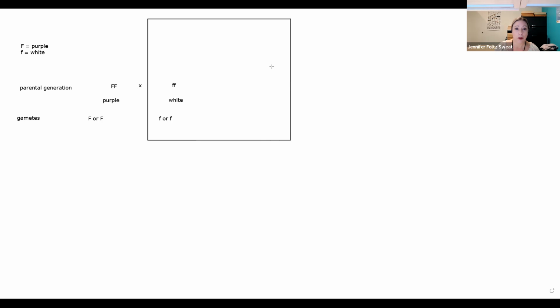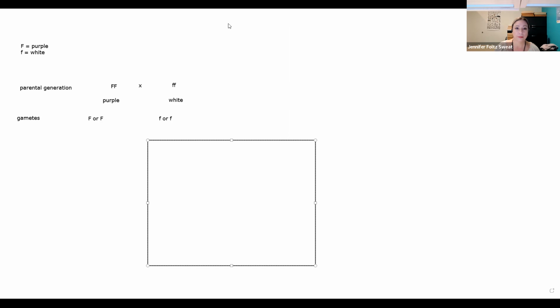So now we're going to do a Punnett square. So we will put the capital F and the capital F across the top, and we'll put a lowercase f and a lowercase f across the bottom. What I want you to realize on a Punnett square is each letter that's on the side or the top of these squares represents a gamete, an egg or a sperm. They are haploid. They have half the genetic information.